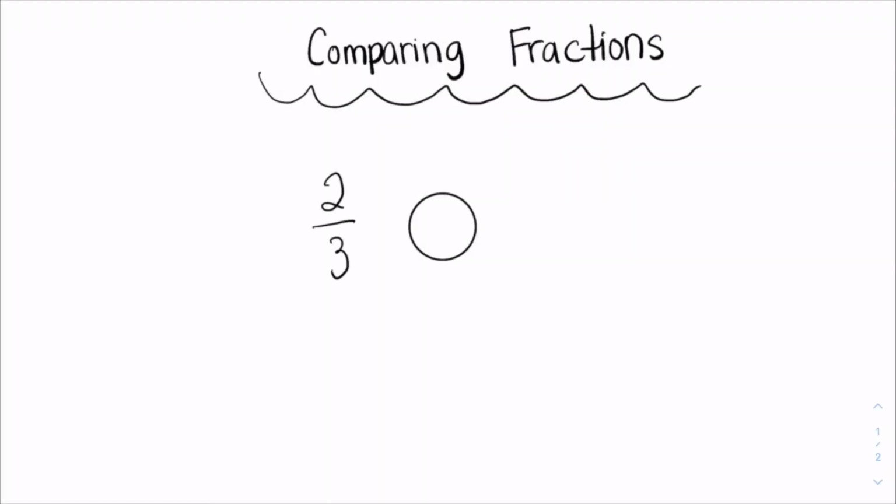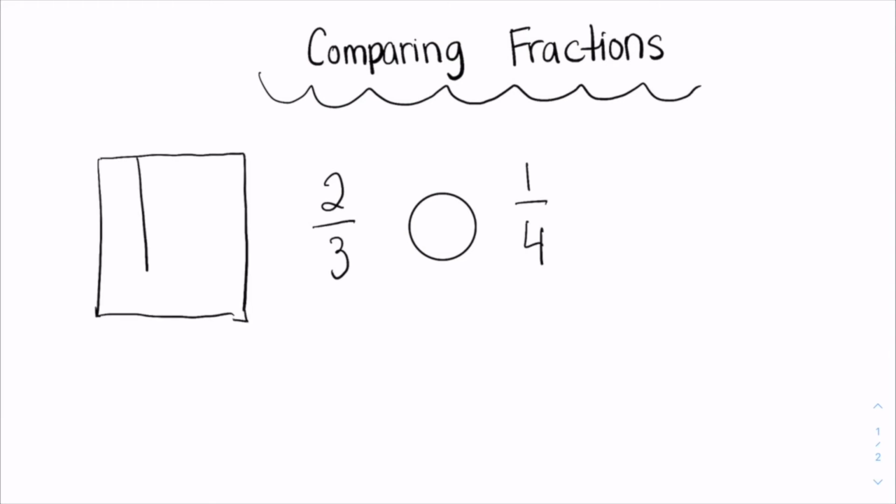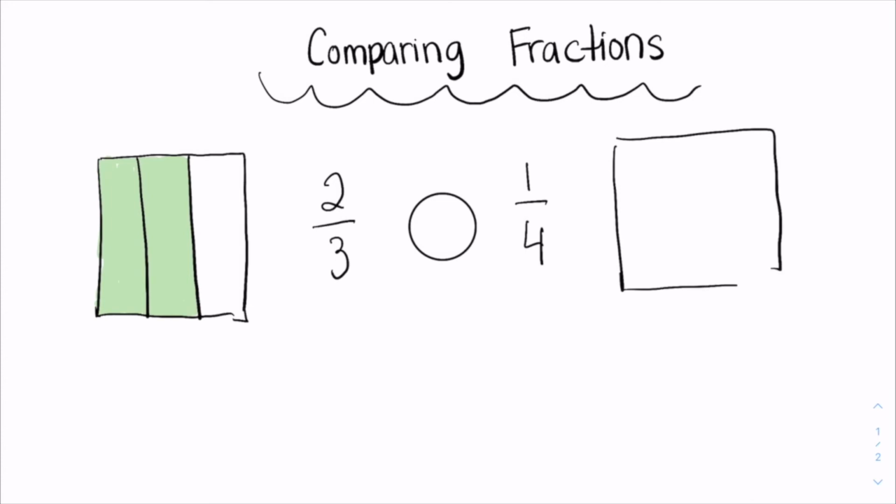If you wanted to try drawing this out, we're going to go ahead and start off by drawing our square, 2 lines to represent the 3 pieces, and we're going to shade in 2 pieces. Same thing with 1/4, you're going to draw your square, and this time you're going to draw 3 lines to have 4 pieces and shade in just 1 piece.